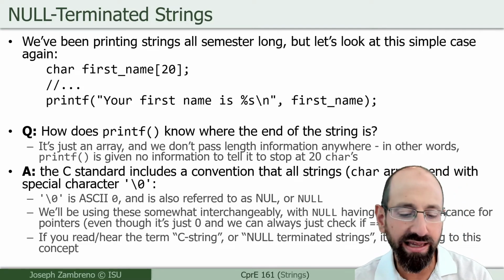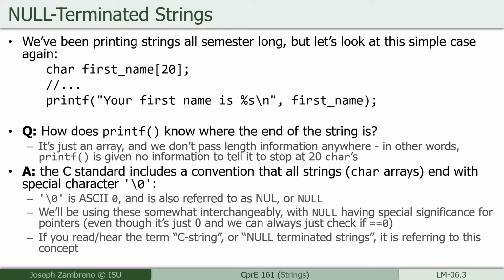Sometimes null is spelled with 2 L's, sometimes with 1 L. It's all referring to the same exact concept: ASCII 0, that special \0 character, or just null. Syntactically, all are actually going to work, but we can always check in our code if the value is equal to 0, the number 0. So as you're looking at documentation or other programs or explanations, and you hear or read the term C string or null terminated string, it's referring to that exact concept.